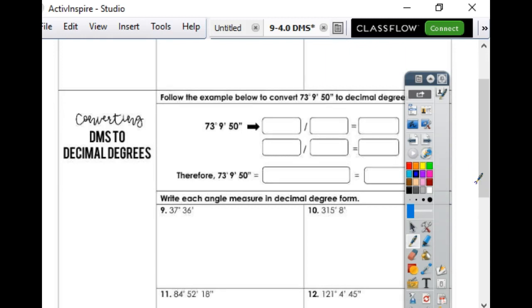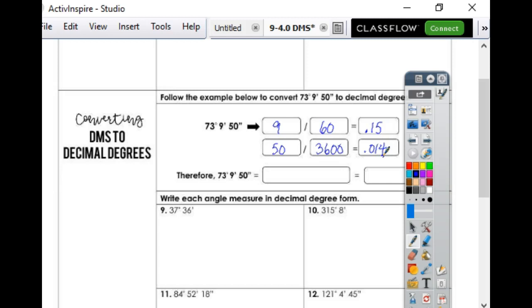I want to change my degrees, minutes, and seconds, and now I just want degrees. So for the 9 minutes, we have to divide by 60. 9 divided by 60 gives me 0.15. I'm going to take my 50 seconds, and how many seconds were in a degree? 3,600, right? So we divide by 3,600, and that gives me 0.014.